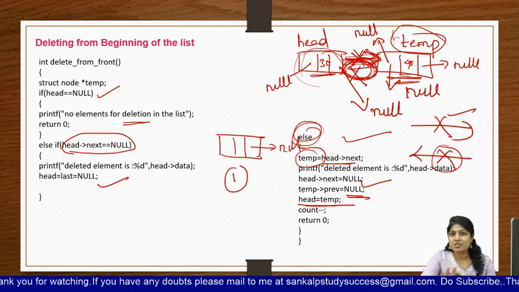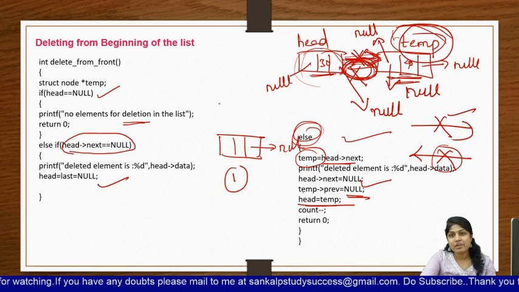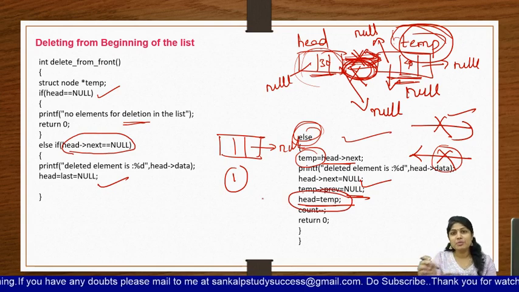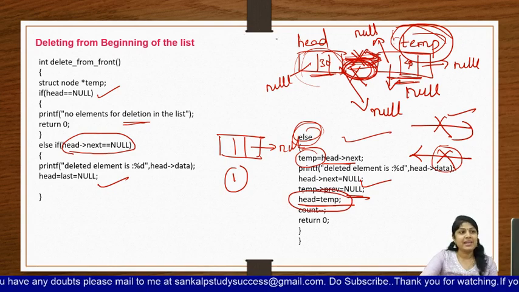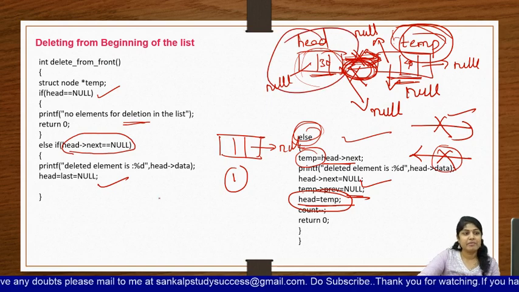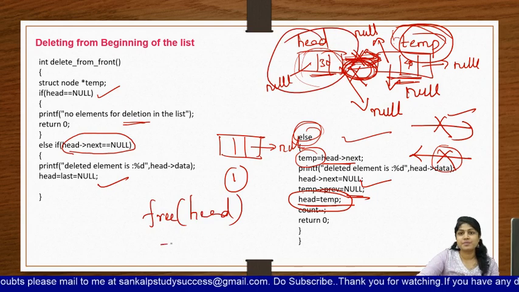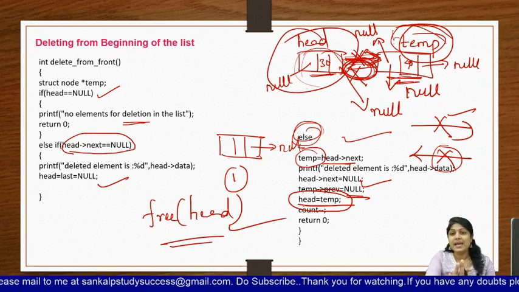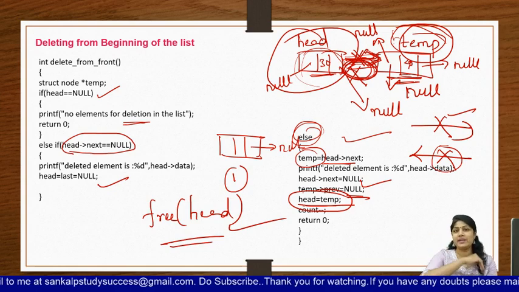Both the directions are closed. Now who will become the head? Temp will become the head. So temp to head. Okay, temp is stored in the head. And finally you can free the temp, free of temp. So that means we delete the element. That means you can decrease the count again here.